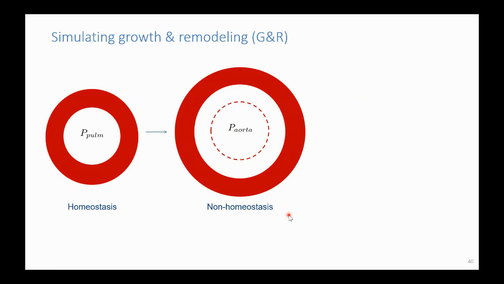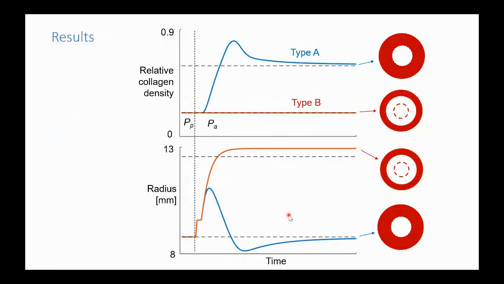And then we bring that artery to non-homeostasis. So we apply aortic pressure, and on the one hand, we simulate what happens in this type A remodeling, so fast response, high sensitivity, and then the type B remodeling, slow response and low sensitivity. And then if we plot the results in terms of collagen density and in terms of radius, we can really observe the same kind of remodeling, or at least qualitatively the same kind of response as what we observed in the histological study.